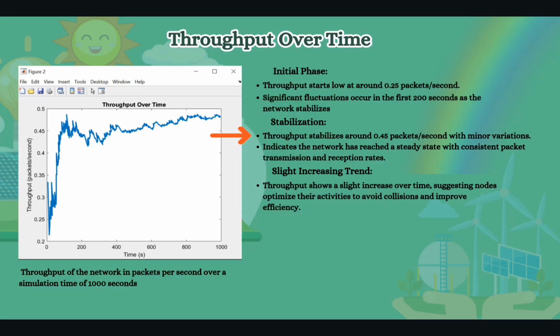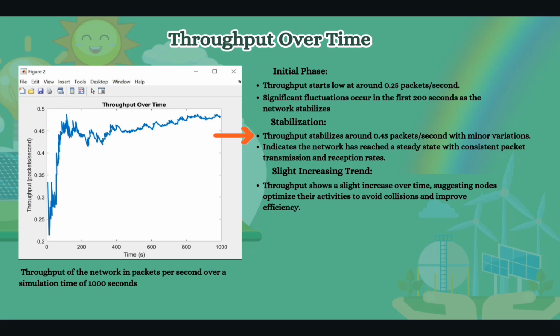Next, throughput over time. On the initial phase, throughput starts low at around 0.25 packets per second. Significant fluctuations occur in the first 200 seconds as the network stabilizes. On the stabilization, throughput stabilizes around 0.45 packets per second with minor variations. This indicates the network has reached a steady state with consistent packet transmission and reception rates. On the slight increasing trend, throughput shows a slight increase over time, suggesting nodes optimize their activities to avoid collision and improve efficiency.